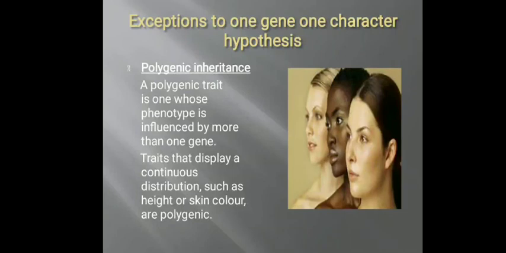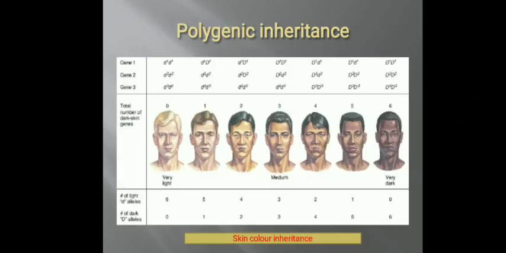Another exception to the one gene, one character hypothesis is polygenic inheritance. Here, one character is influenced by more than one gene. For example, skin color or height of a person. Here, one character is controlled by more than one gene. So let us take the example of skin color. Skin color is controlled by three genes, which are named D1, D2 and D3.